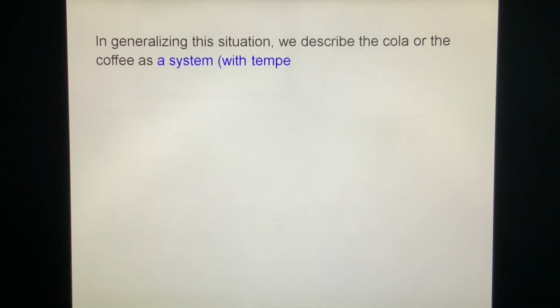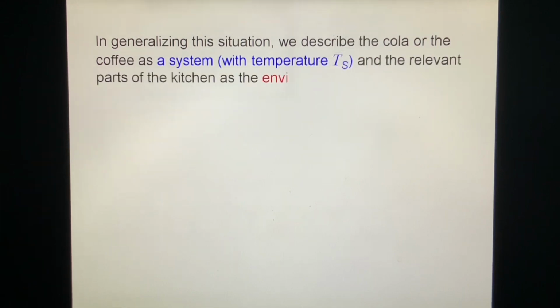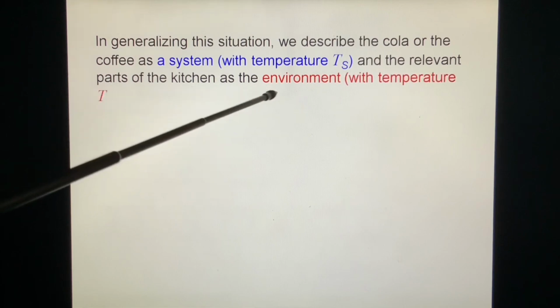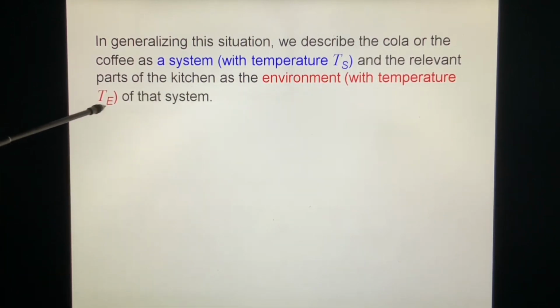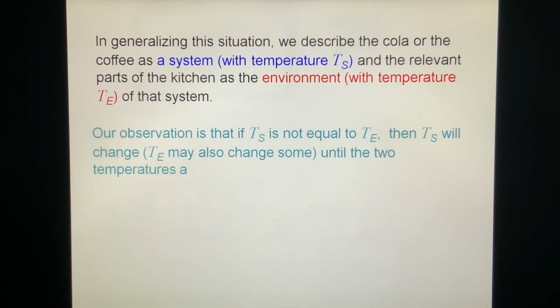In generalizing this situation, we describe the cola or the coffee as a system with temperature TS, and the relevant parts of the kitchen as the environment with temperature TE, the environment of that system. Our observation is that if TS is not equal to TE, then TS will change. TE may also change some until the two temperatures are equal, and thus thermal equilibrium is reached.